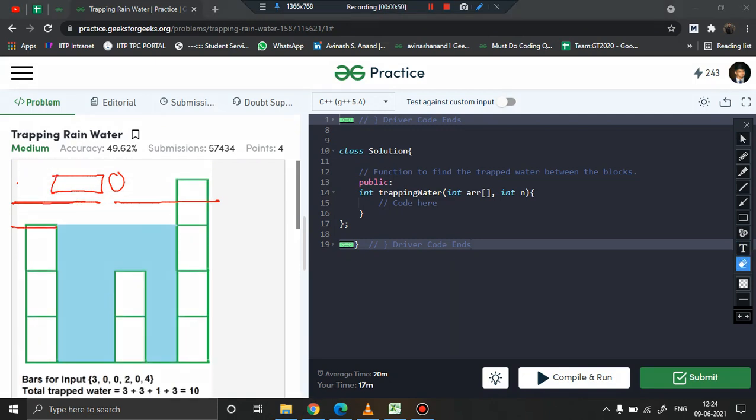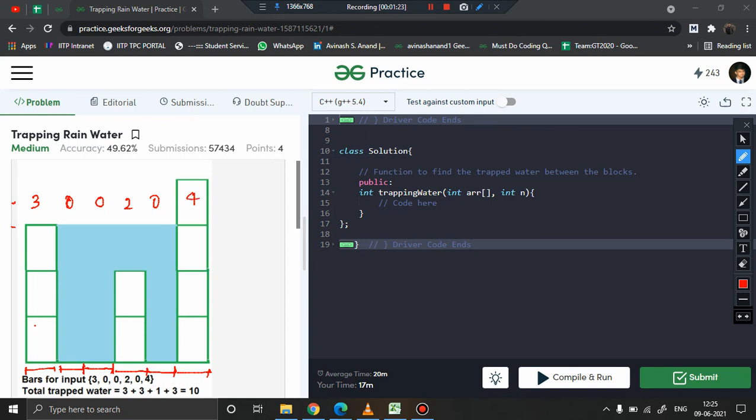So here we can see there are blocks. The very first block is of height 3, isn't it? 1, 2, 3, height 3. And what is the width? Width is 1. In the second one no block is present, so height is 0. In the next one unit no block is present, so height is again 0. In the next one unit there is a block of height 2 units, right? So height is 2. In the next one unit there is no block, so height is 0. And in the last one unit you will find there is a block of height 4.